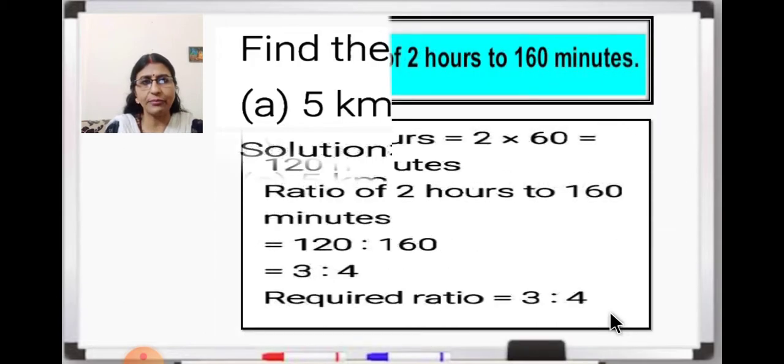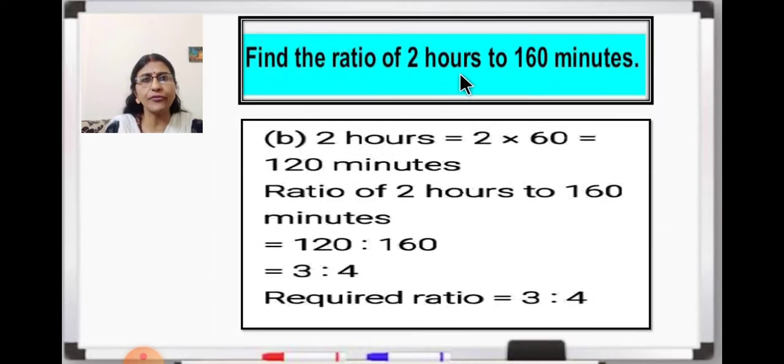Now let us take one more question. Find the ratio of 2 hours to 160 minutes. So again here you have to see the units first. This is in hours, this is in minutes. So we have to make the units the same. 2 hours will be 2 multiplied by 60, as you know that 60 minutes make 1 hour. So 2 into 60 is 120 minutes.